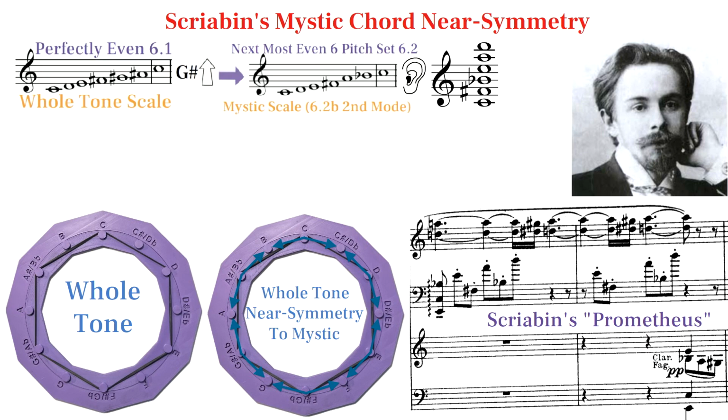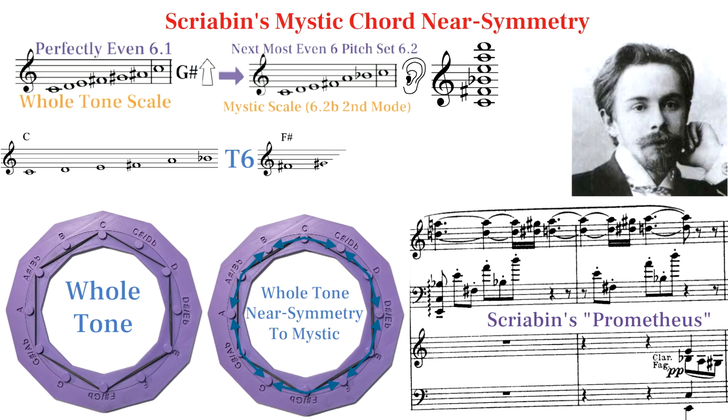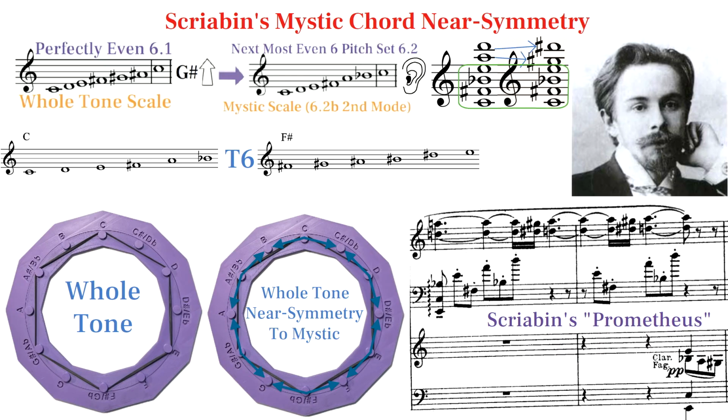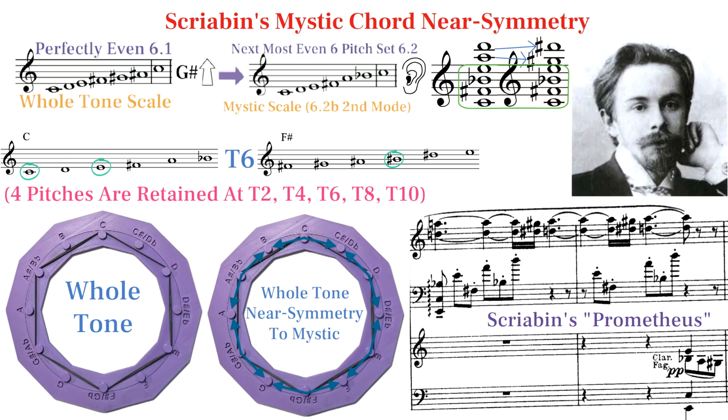For simplicity, we'll call it a regular C mystic scale, and Scriabin essentially transposes it a tritone away by simply moving 2 pitches in contrary motion while keeping the retained pitches the same. Scriabin's demonstrating he understands that 4 pitches are retained when the mystic chord is transposed a tritone away, and that the most efficient voice leading is to only move 2 pitches in opposite directions.